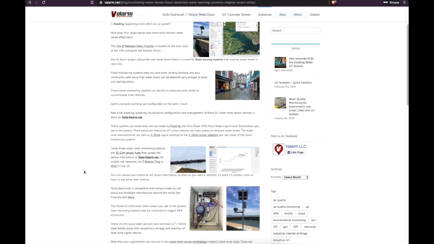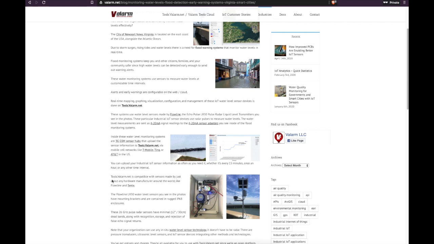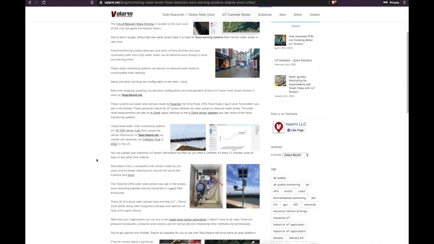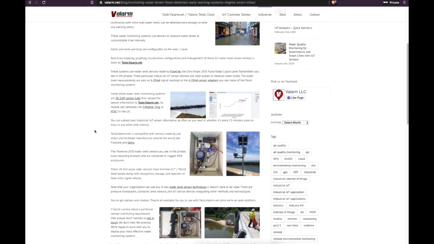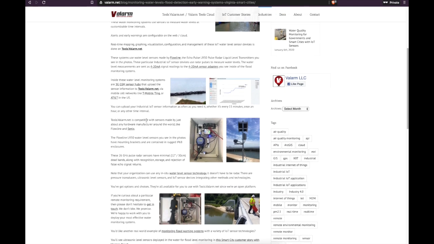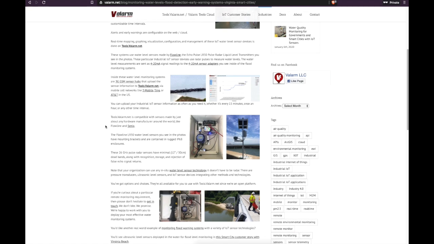Inside these water level monitoring systems, there are also 3G GSM sensor hubs that upload all of the sensor information to tools.valarm.net via mobile cell networks like T-Mobile, Ting, or AT&T in the States. You can upload your industrial IoT sensor information as often as you need it, whether it's every 15 minutes, once an hour, or any other time interval. Tools.valarm.net is compatible with sensors made by just about any hardware manufacturer around the world, like Flowline and Scenix.